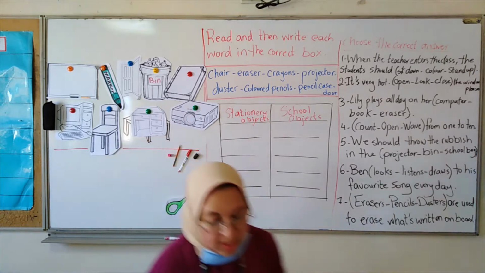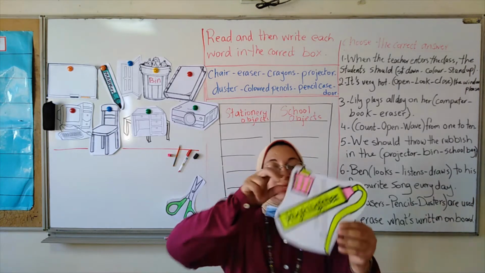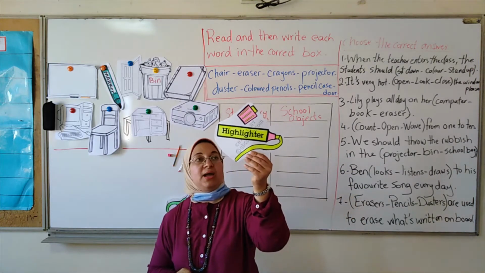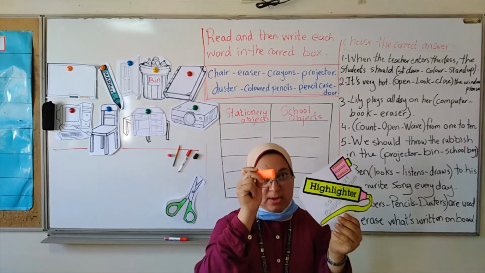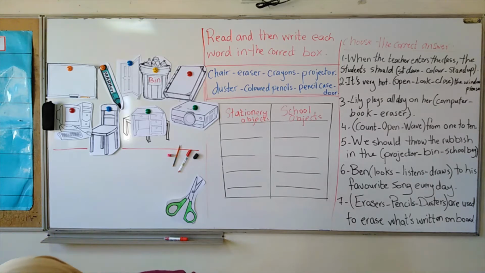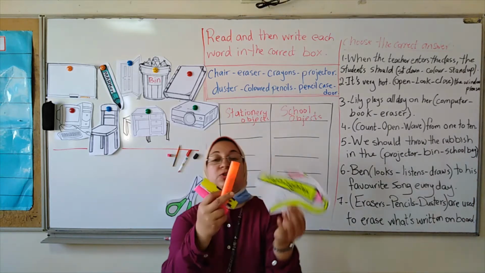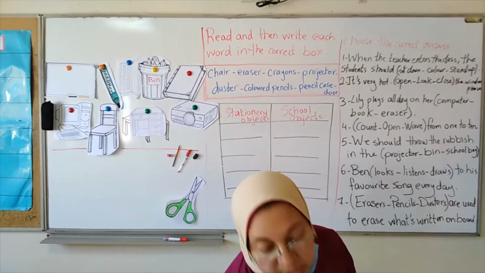Okay, let's put here also, what's this? Do you know what this is? Highlighter. It's called highlighter. It's like this one. We use the highlighter to mark important things. What's the meaning of mark important things?